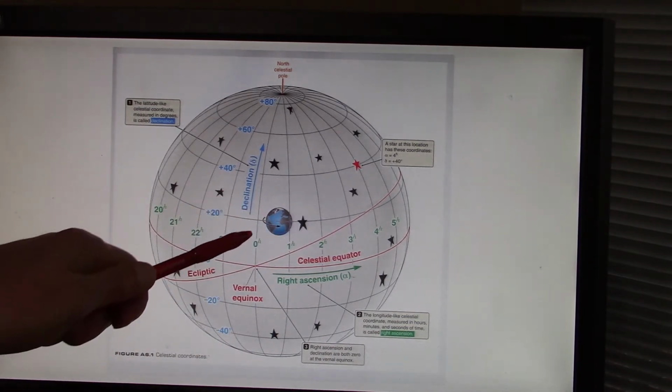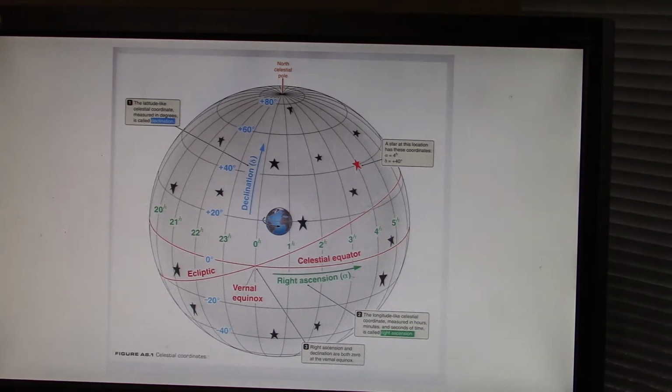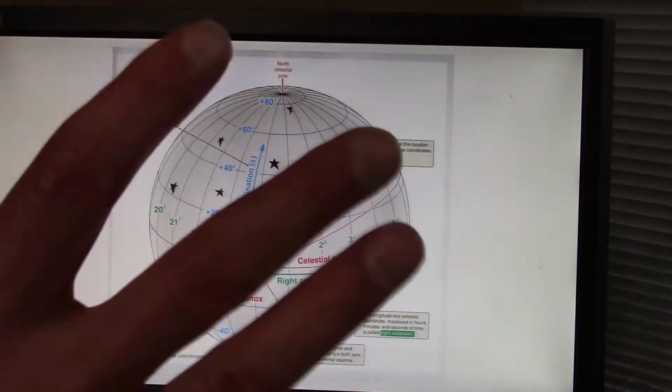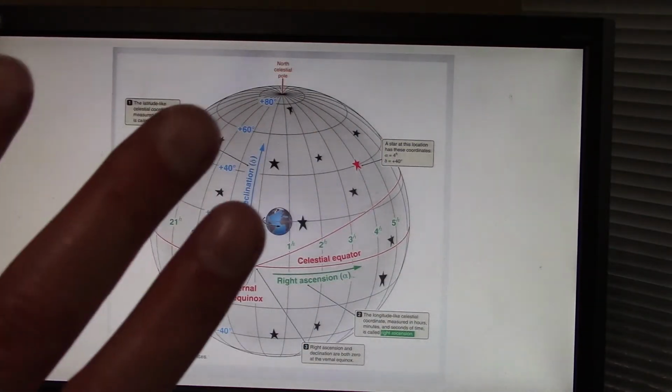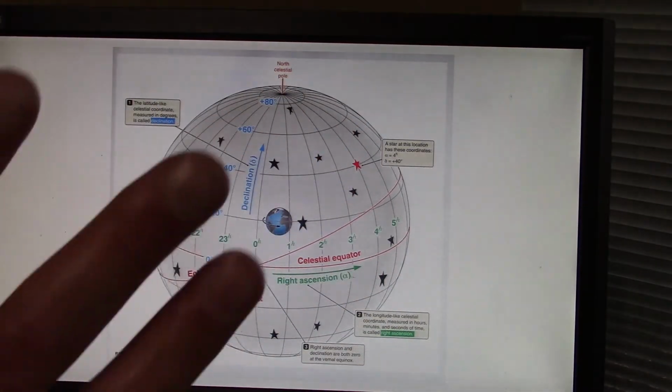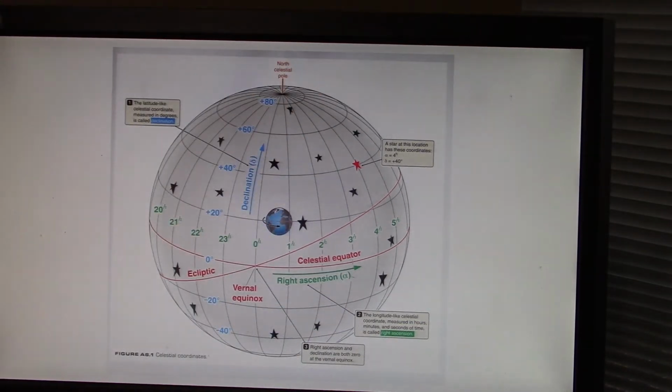Now we're used to being on Earth and looking out. So this is kind of what we're going to do this time: we're going to pretend that we're out here. We're Martians or something, and we're looking at Earth. It's useful to think of it this way.